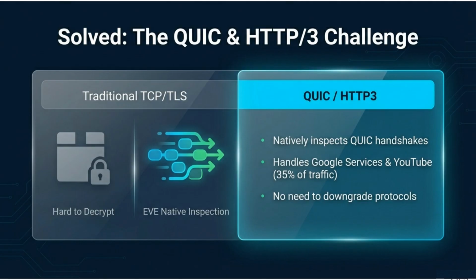EVE also natively solves the QUIC and HTTP/3 challenge. While traditional TCP and TLS connections are standard, QUIC is notoriously hard to decrypt. EVE natively inspects QUIC handshakes, seamlessly handling services like Google and YouTube, which account for 35% of today's traffic. Because of EVE's native inspection, there is no need to downgrade protocols to maintain your security posture.